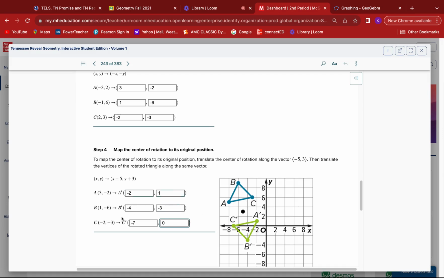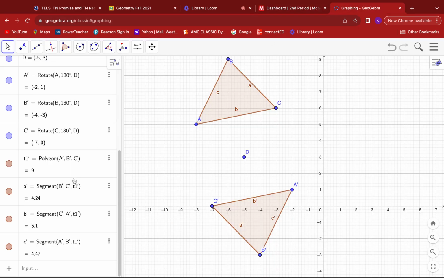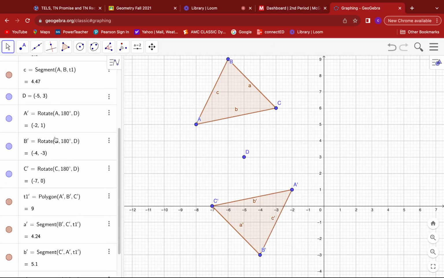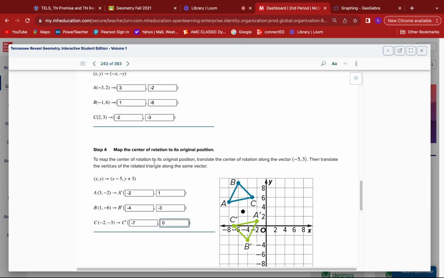So our -2, 1, -4, -3, -7, 0 were our primes. And there it is. A prime, -2, 1. B prime, -4, -3. And C prime is -7, 0. So the same numbers I would get doing it, what I would consider the long way.